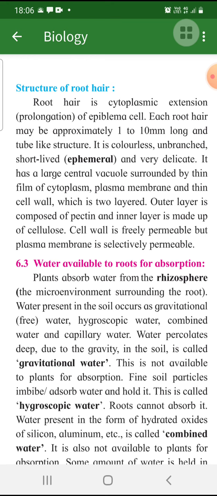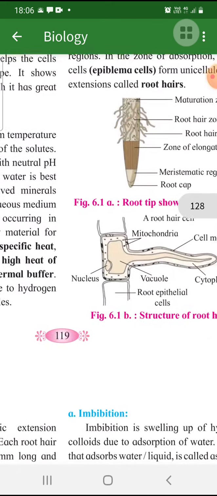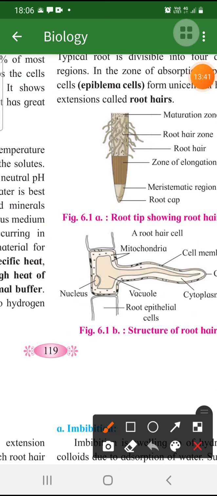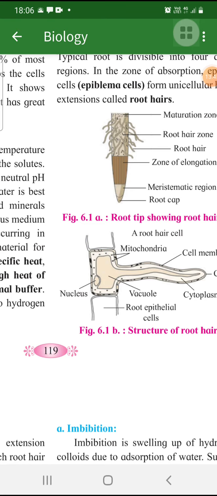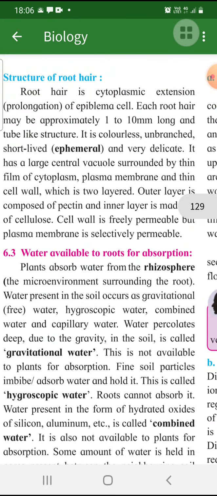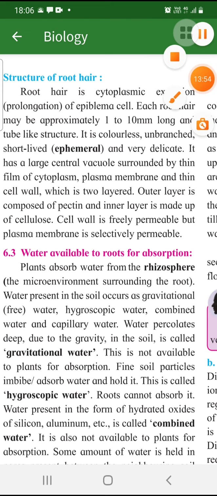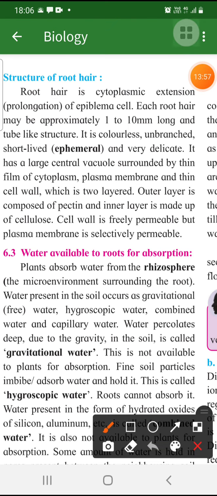Root hair is a cytoplasmic extension. The cytoplasm is extending, right? I showed you here, no? So this is the cytoplasmic extension. Cytoplasm has extended over here. So root hair is the cytoplasmic extension of which cell? Epiblema cells, right? So how long will the root hair be? It's somewhere around 1 to 10 millimeter long and a tube-like structure, and they are colorless, unbranched and ephemeral.